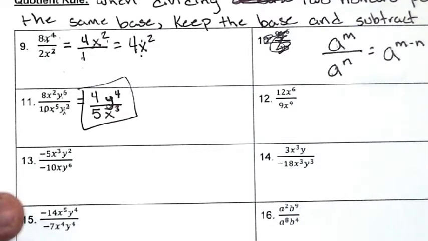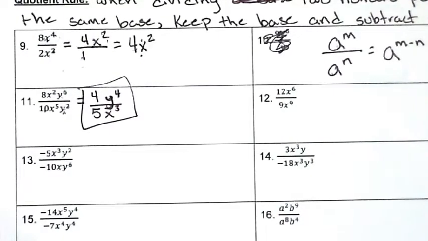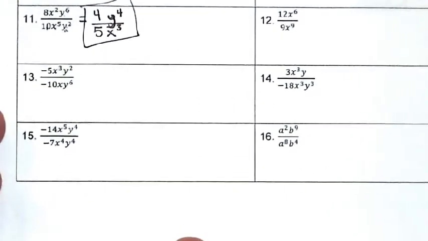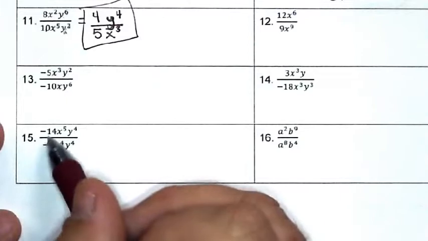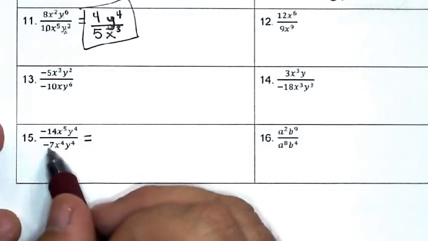I'll do one more example with y'all. Okay, one more example. Let's look at number 15. 15, we'll do 15 together, okay? Now, negative 14 divided by negative 7, would that give me a whole number? Yes, it would, okay?